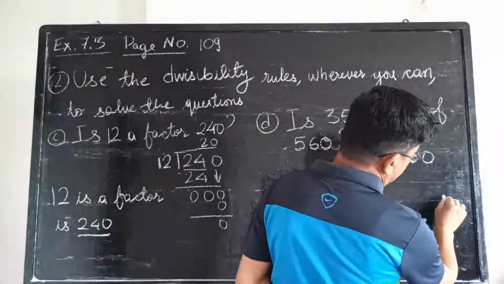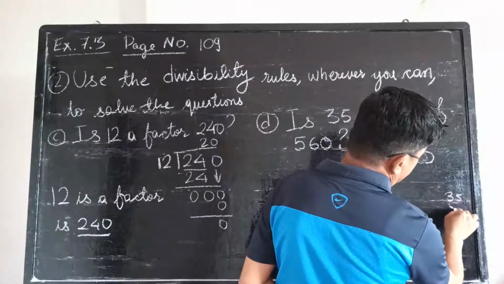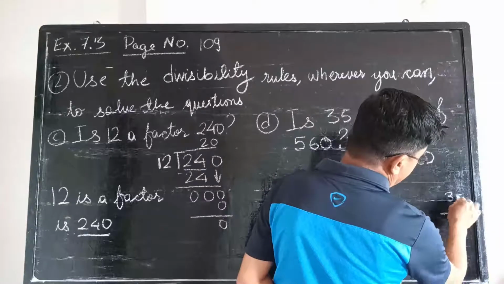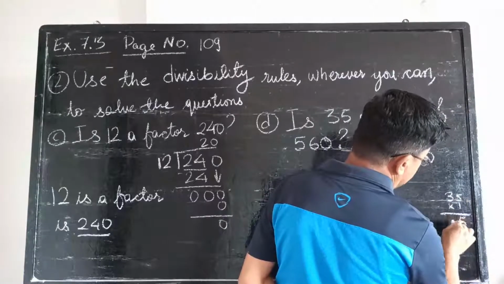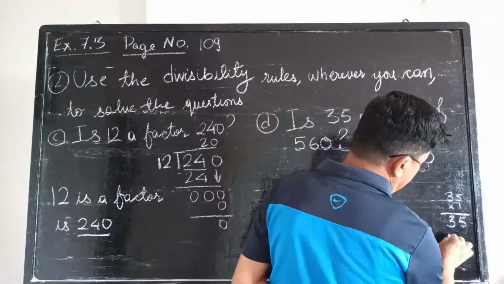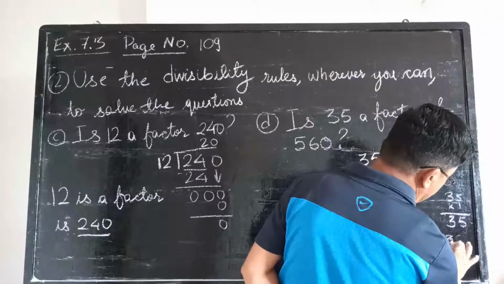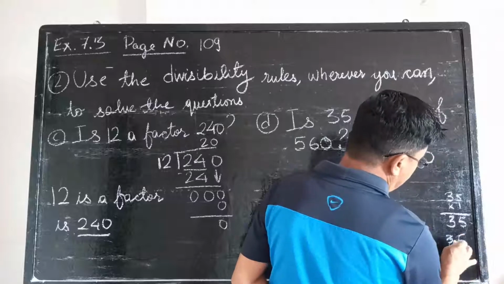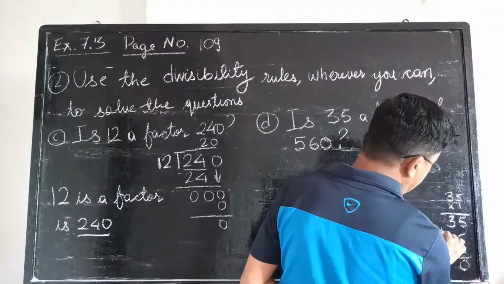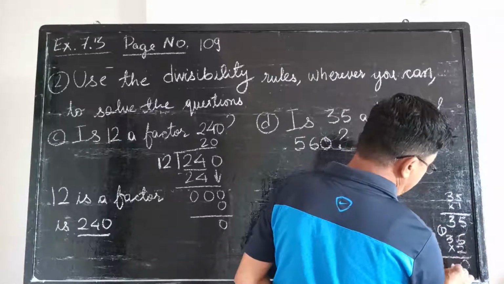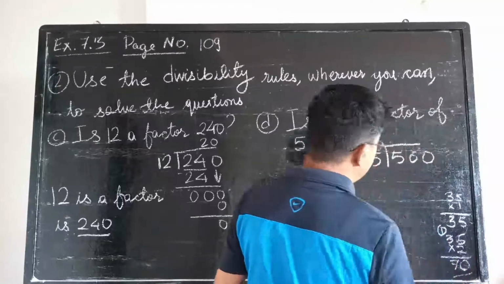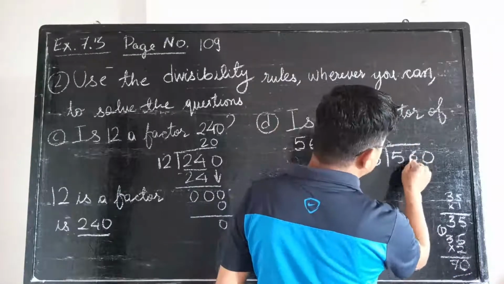Now 35. 1 ones are 5, 1 3s are 3. Now 35 into 2. 2 5s are 10, carry 1. 2 3s are 6, 7. 70. Here is 56.